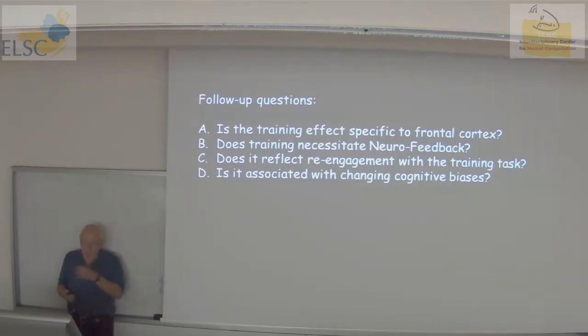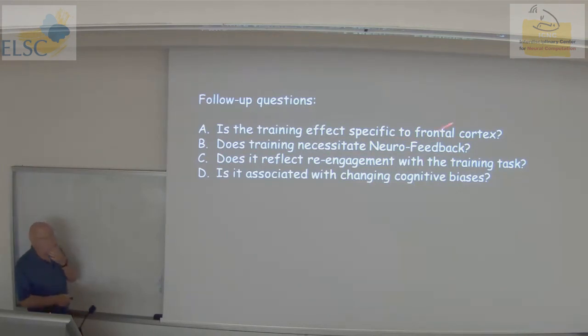There are obvious follow-up questions, or you might say needs for controls, and I listed the ones that we thought about. First of all, is it happening only in the frontal cortex? Somebody asked whether it is only in frontal cortex, or maybe it is a general cortical phenomenon that happens everywhere. The second question: do you need neurofeedback? This question was asked, or maybe just activating the cortex in any other way will also give you this kind of Hebbian sharpening.